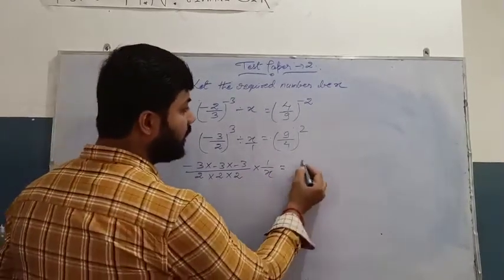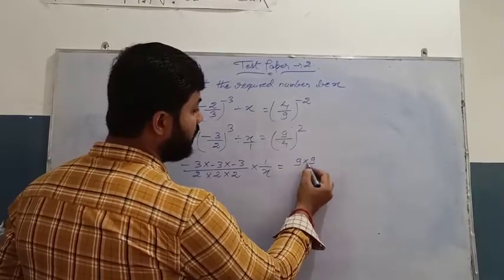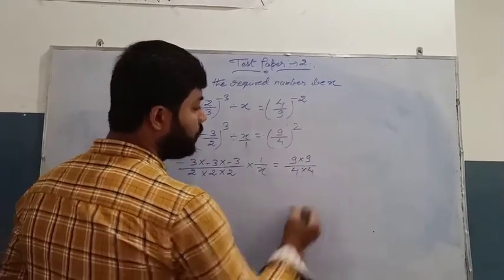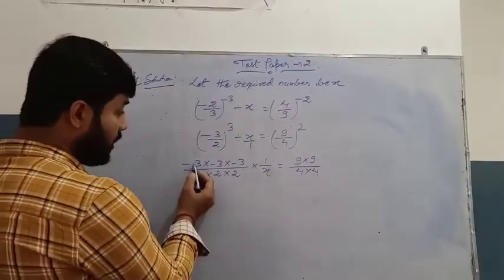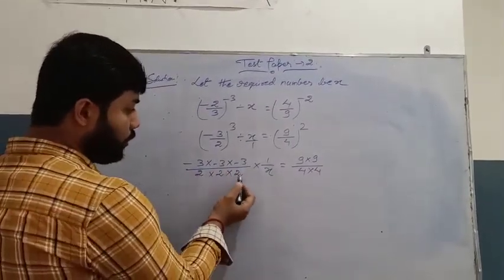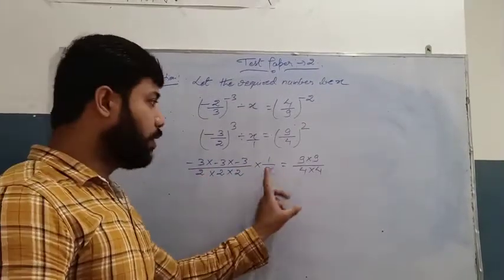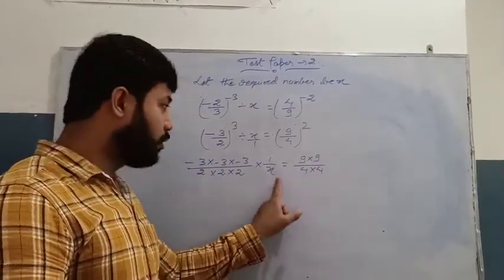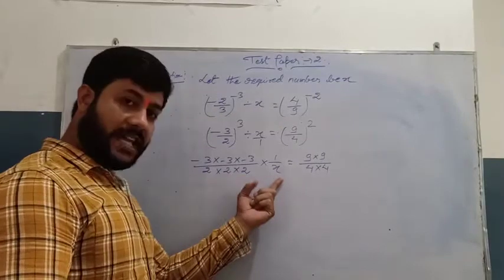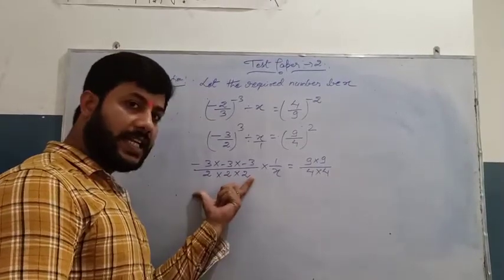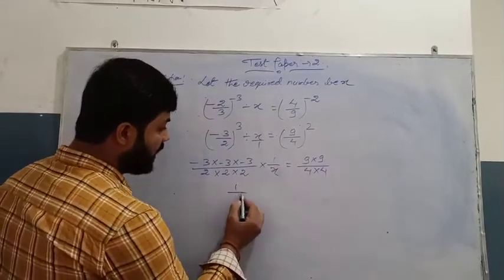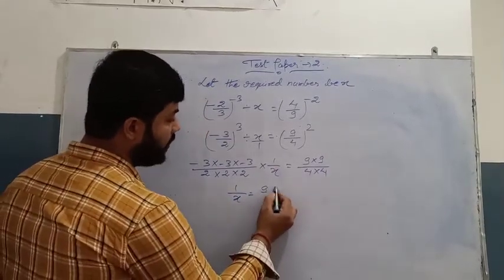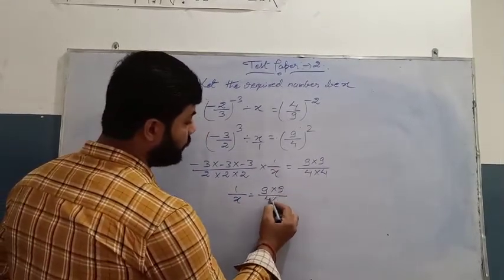Now on the other side, 9 into 9, 4 into 4. Now 3 into 3 into 3, 2 into 2 into 2 will be transposed to the other side, because we have to get the value of x. So the rest apart from x here at the LHS will be transposed to the other side. So 1 by x is equal to 9 into 9, 4 into 4.